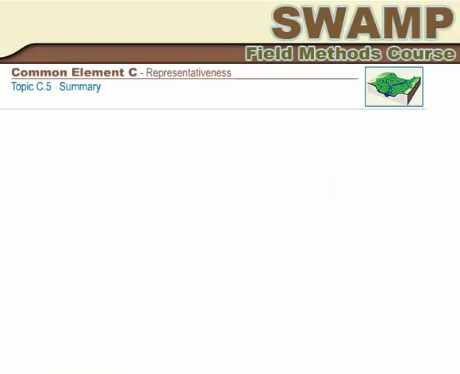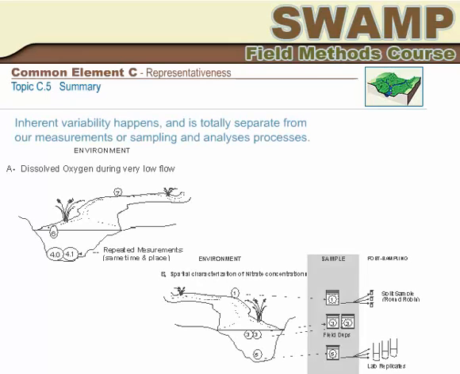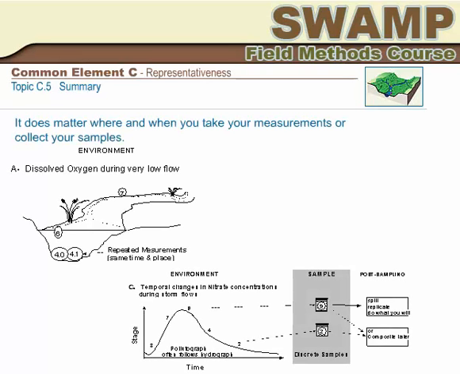These are the main points made in this common element. Inherent variability happens, even in fast-flowing rivers, but more so in slow-flowing rivers. Local variation in values is totally separate from imprecision in our measurements, or the irreproducibility of the sampling and analysis processes. It does matter where and when you take your measurements or collect your samples.